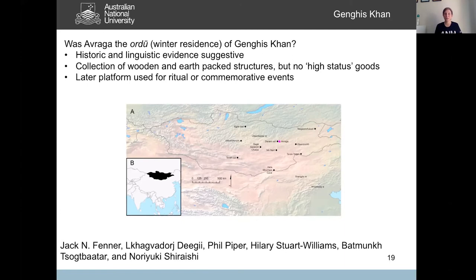But on top of these wooden and earth-packed structures, in some parts of the site, there was a platform that was used for ritual commemorative events after this initial settlement, which suggests that this probably was quite an important site.